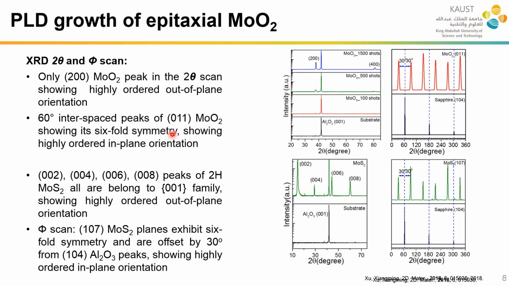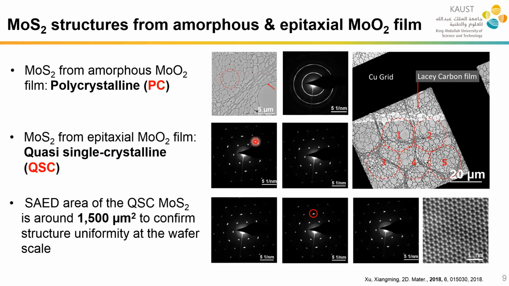So if we do the conversion, finally we got the moly sulfide. We also confirmed its mono-oriented feature by XRD. The 2-theta scan shows here only the 002 lattice plane in the moly sulfide film, and the phi scan shows the in-plane lattice plane is also mono-oriented. So it means from epitaxial moly oxide, we can really get a mono-oriented moly sulfide thin film. We further confirm by selected area diffraction pattern in the TEM.